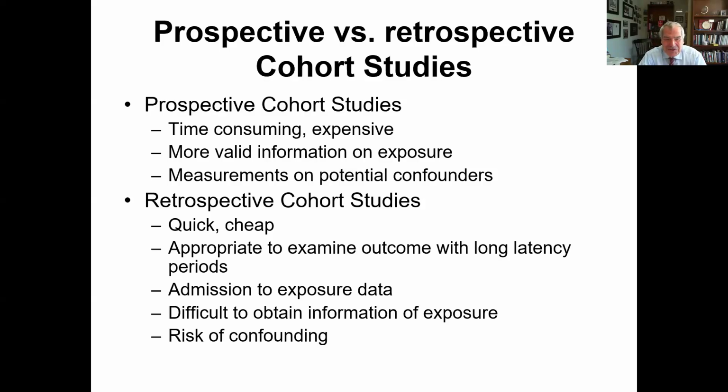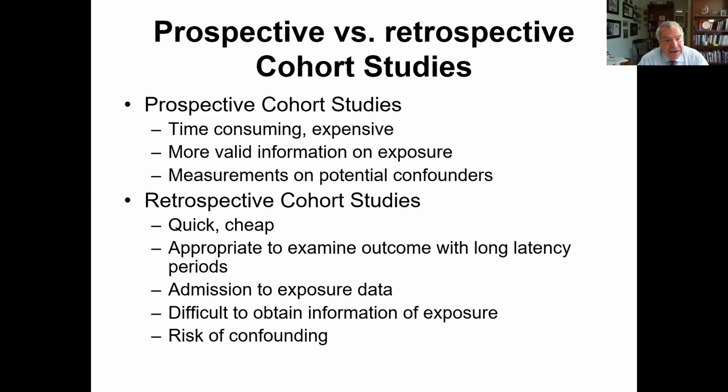But if we look at the two directions and the two components that we have here, the prospective cohort study is very time consuming. It's very expensive. It provides more valid information on the exposure because you're able to actually observe and to follow it through. And it allows you to do measurements on potential confounders as you're moving through in the truest type of sense.